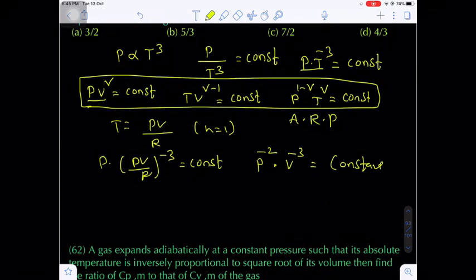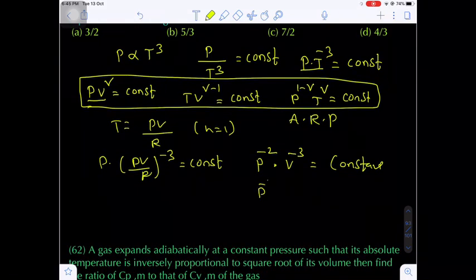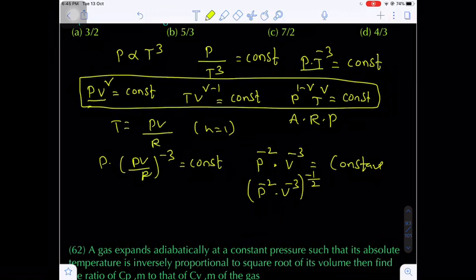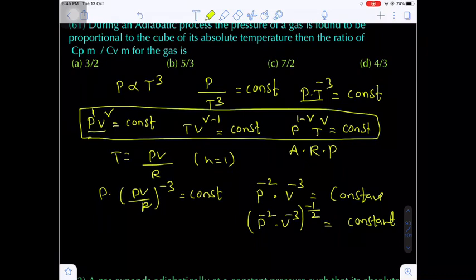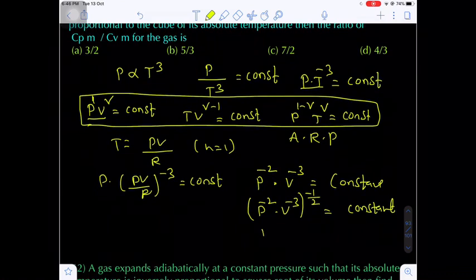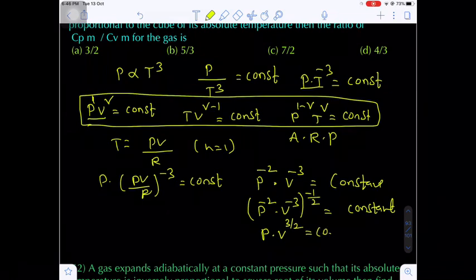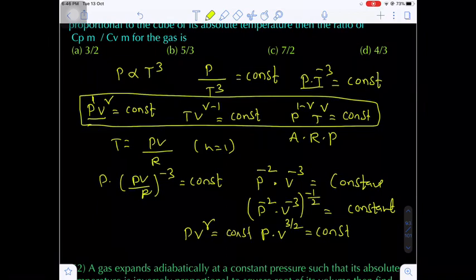Okay. Now what I am doing here, I am raising the power minus 1 by 2 on both sides. P to the power minus 2 into V to the power minus 3, I am raising the power minus 1 by 2 on the left hand side. So constant will be present on the right side. Why I am raising the power minus 1 by 2? Because if I have the PV to the power gamma where P to the power 1, so that I can compare the power of the volume. So here you will get P to the power 1 and V to the power what? 3 by 2. That will be constant. Actual formula PV to the power gamma will be equal to constant.